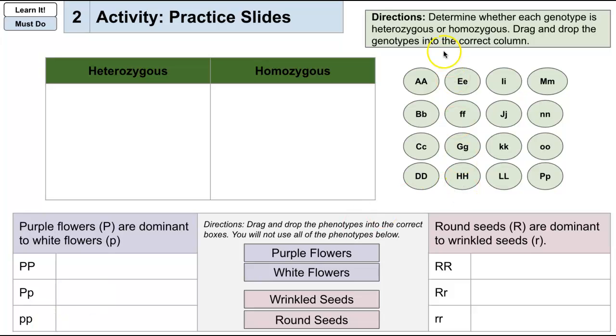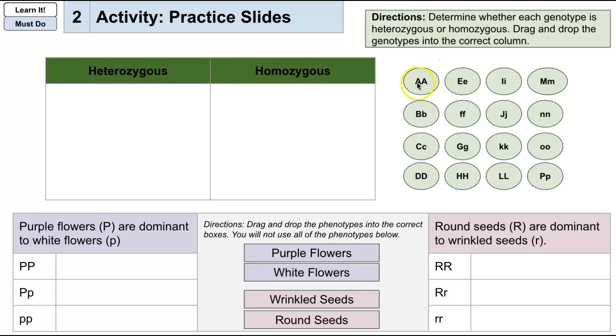Okay, for this slide, let's take a look at the directions first. Determine whether each genotype is heterozygous or homozygous. Drag and drop the genotypes into the correct columns. So the first thing we need to know is differentiate the words heterozygous and homozygous. Always remember that homo means same and hetero means different.